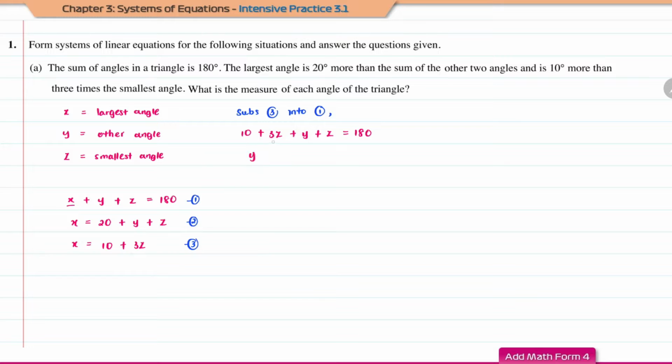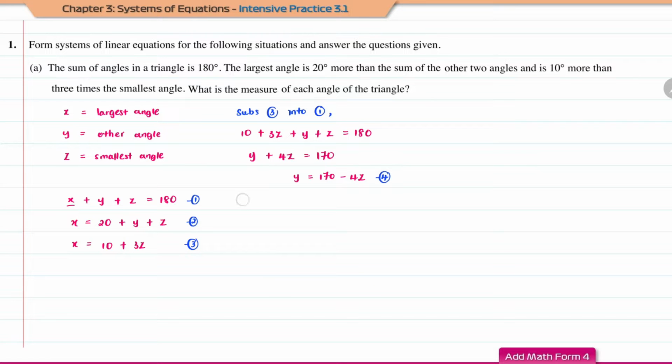Next, I'm going to solve for the like terms. So 3Z plus Z will become 4Z, and I'm going to move this 10 to the other side, so it will be 180 minus 10, which is 170. Next, I'm going to move this 4Z to the other side so that Y will become the subject of the formula. I'm going to label this as equation number 4.